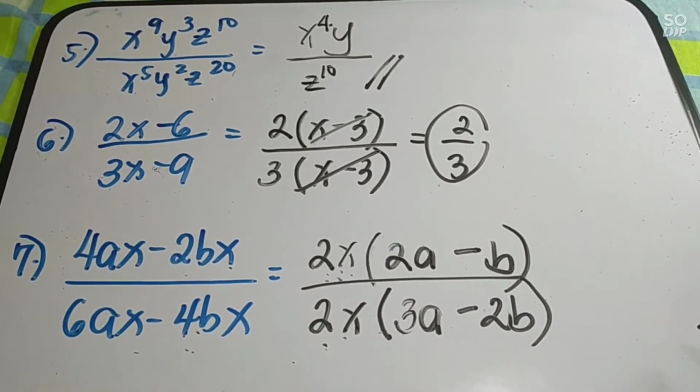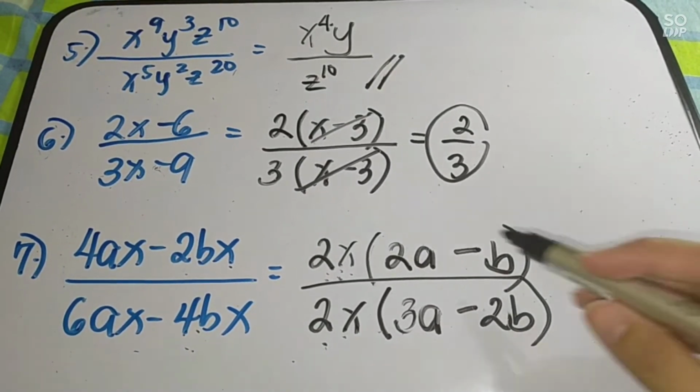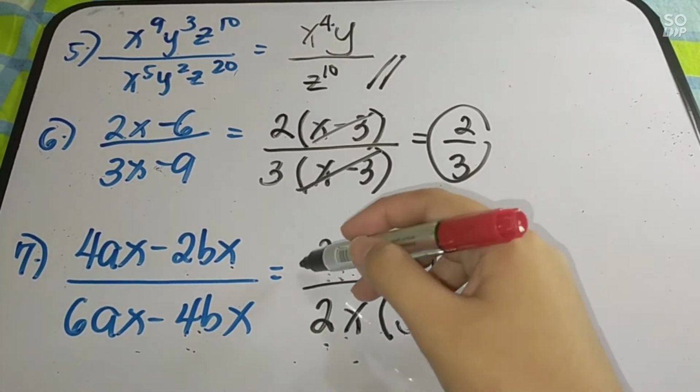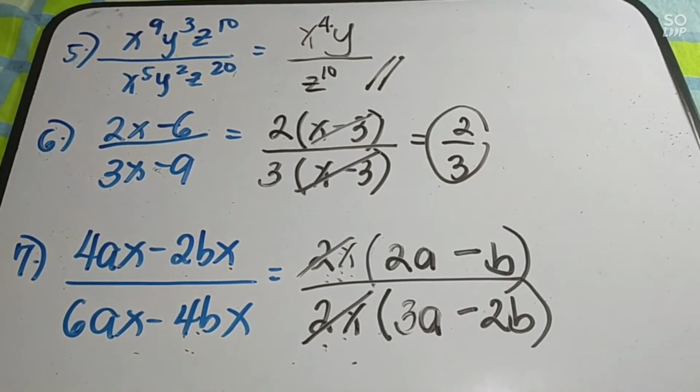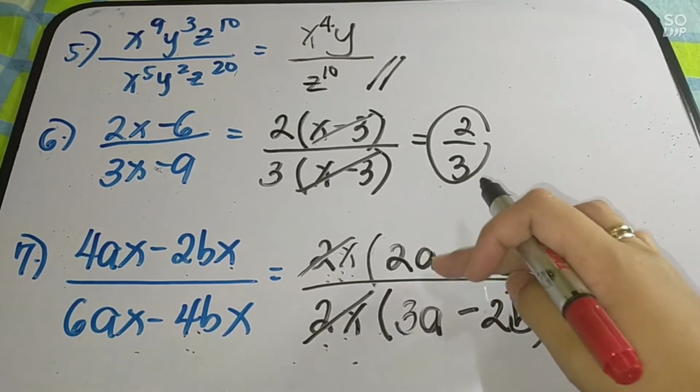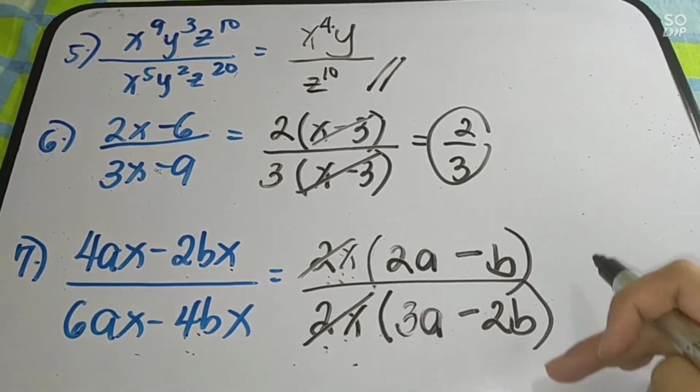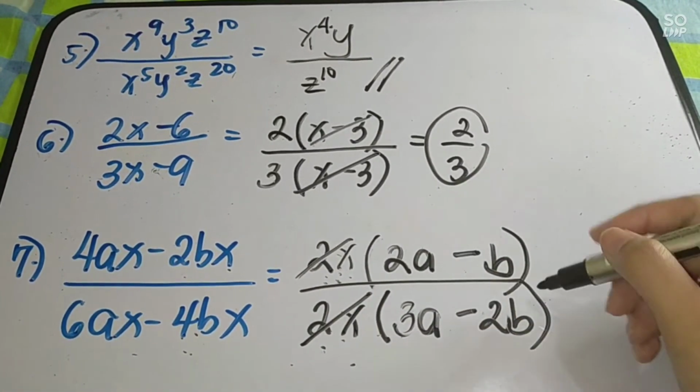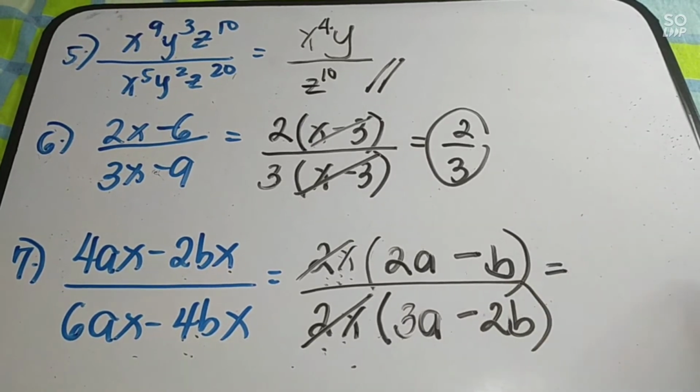Now, kung mapapansin nyo, sino ngayon ang magkamukha? Si 2X at saka si 2X. So, therefore, ito yung mawawala. Si 2X and 2X. Then, this one, you cannot cancel A dito ha. You cannot cancel B kasi may operation ha. Tandaan po yon. Madalas po kasi doon nagkakamali.